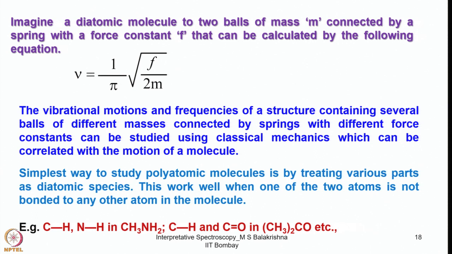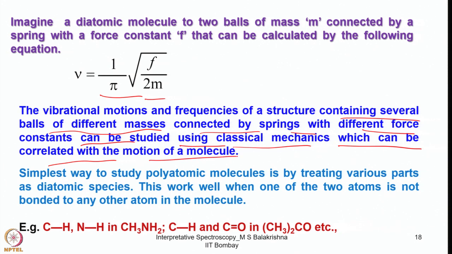So now let's continue. Imagine a diatomic molecule as two balls of mass m connected by a spring with a force constant F, which can be calculated by Hooke's law. If you recall, that can give you vital information. It can be given in the form nu equals 1 over 2 pi into the square root of F over m. The vibrational motions and frequencies of a structure containing several balls of different masses connected by springs with different force constants can be studied using classical mechanics, which can be correlated with the motion of a molecule.